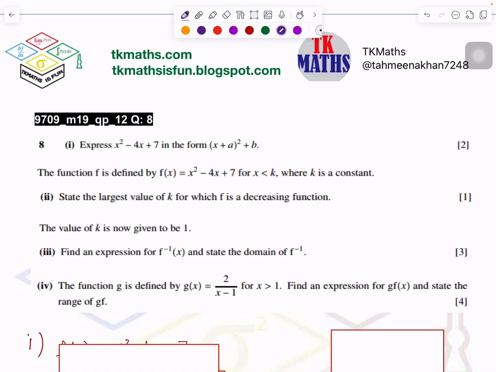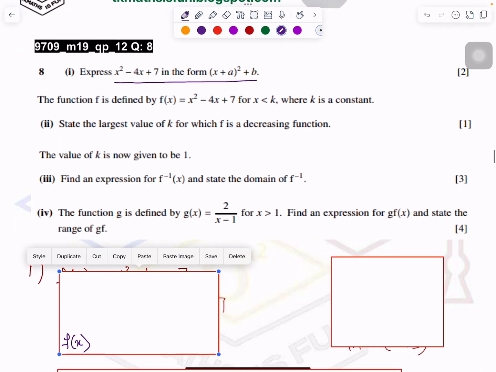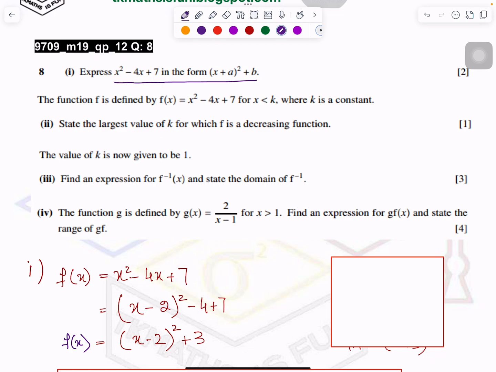The first part of the question is about converting the quadratic expression into completing square form, which is (x + a)² + b. I have done this part here because I believe everybody knows how to do it. In case you don't, let me tell you quickly. You have x² - 4x + 7.